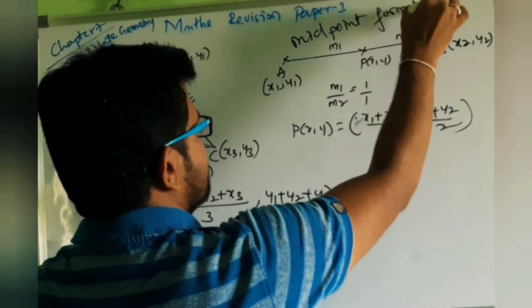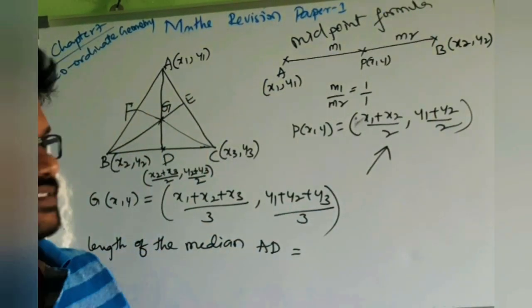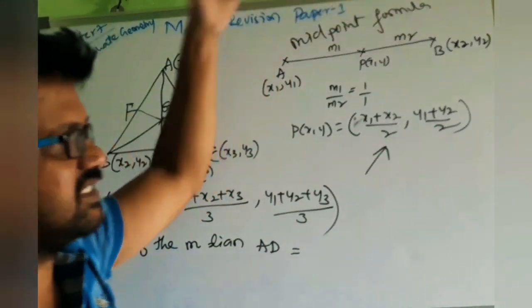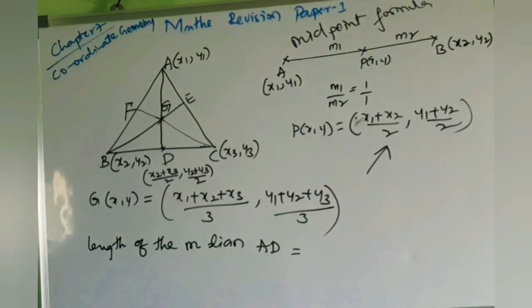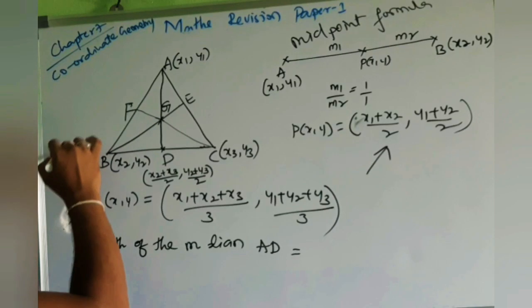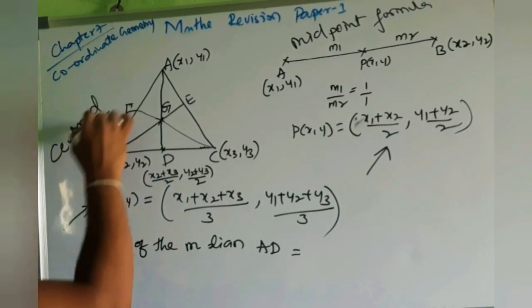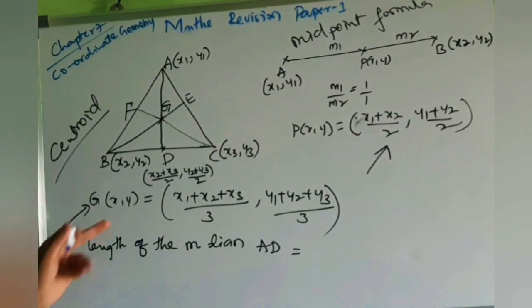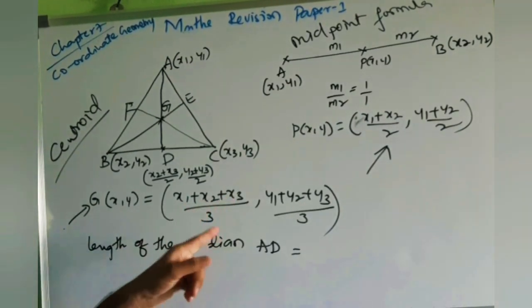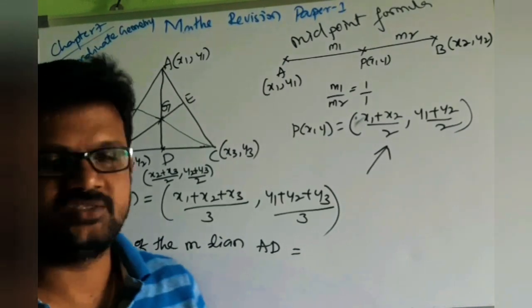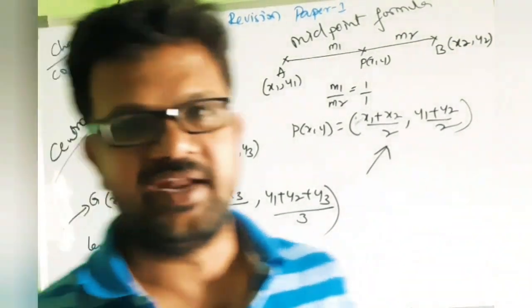When the point lies exactly in the middle of the line segment AB, that is possible when the ratio is 1 is to 1. And this is denoted by G, that is centroid. Centroid is denoted by G, right? So the formula is x1 plus x2 plus x3 by 3 comma y1 plus y2 plus y3 by 3. This is coordinate geometry.